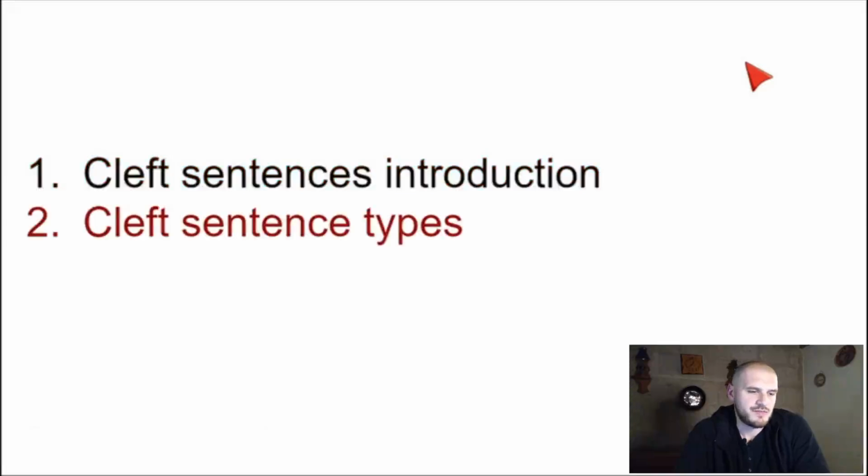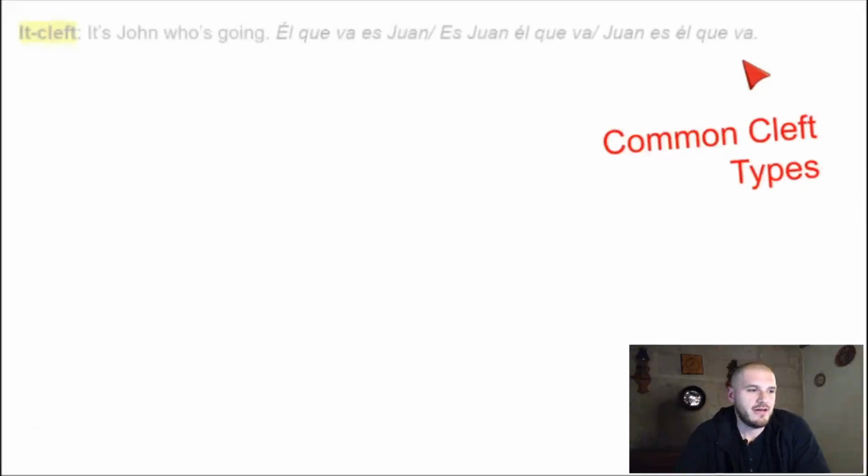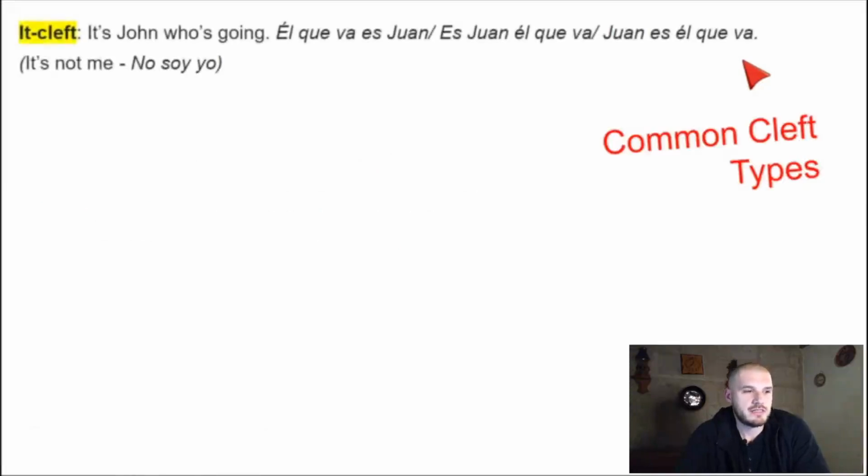Let's continue. So cleft sentences with it was and it is are not the only type. So we have the it cleft. It's John who's going, okay? It's John who's going. This is the one that we've already seen. El que va es Juan, el que va, or Juan es el que va. It's not me, no soy yo, right? So this is something we've already seen.